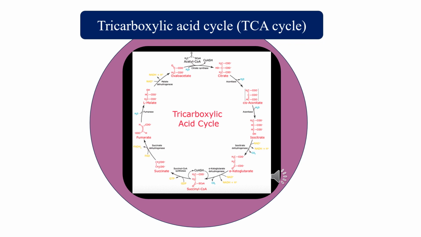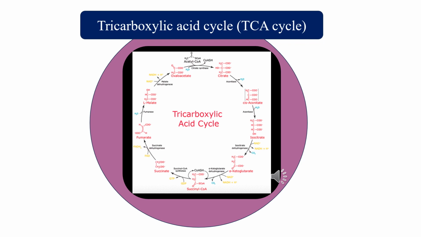So, the steps of the TCA cycle include: the first is acetyl coenzyme A combines with a 4-carbon compound oxaloacetate and releases the coenzyme A group, resulting in a 6-carbon molecule called citrate. In the next step, citrate gets converted to isocitrate, an isomer of citrate. This is a two-step process, and the citrate first loses a water molecule and then gains one to form isocitrate.